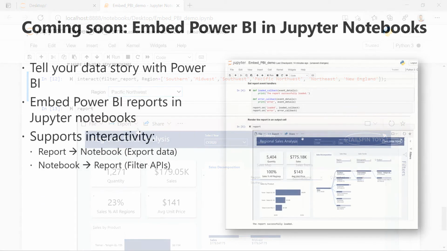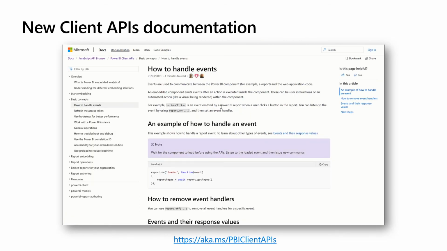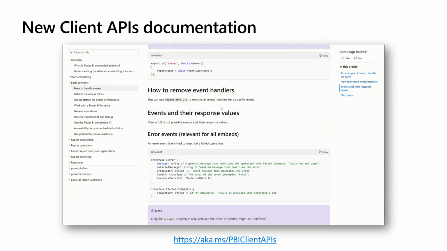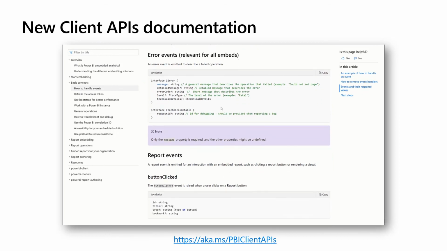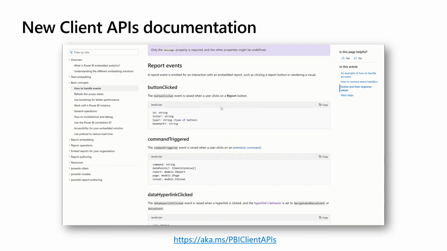And the last thing that we've just released is the new client APIs documentation. The new client API documentation gives you all the information that you need on our client-side APIs, and you have a whole new set of docs that will help you understand our client APIs and what you can do with our product. So you should definitely go check it out. The link is aka.ms/PBIClientAPIs.